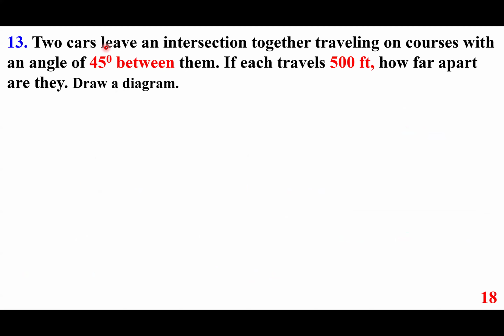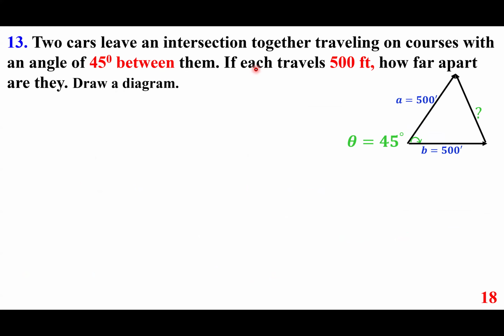Two cars leave an intersection together traveling on courses with an angle of 45 degrees between them. If each travels 500 feet, how far apart are they? Draw a diagram. So one is going this way, one is going that way. They make an angle of 45 degrees. Each one is going 500 feet, and we want the distance between the two. We call it a question mark.